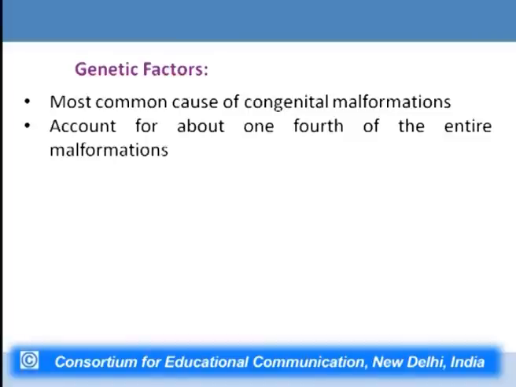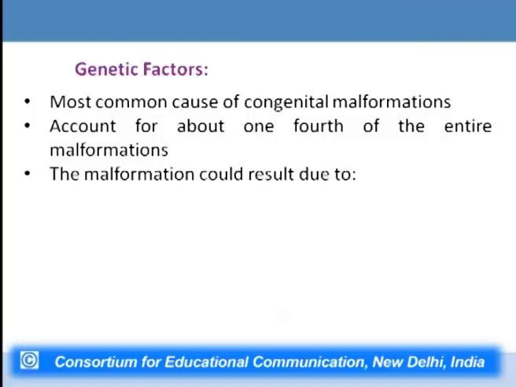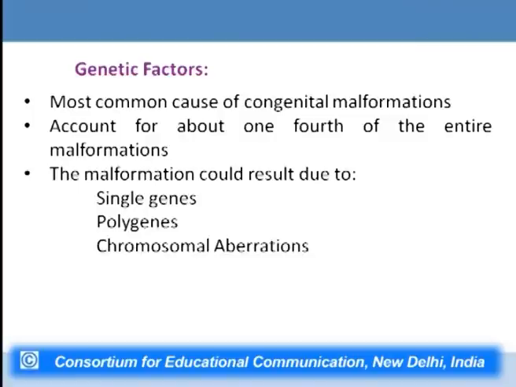Now, genetic factors are one of the common causes of congenital malformation, through aberrant expression of genetic factors, and they account for about 1/4 of the entire malformations, as I have already seen in the panel. This malformation could result from the effect of mutation in single genes, or it could result from the interplay of a number of genes, that is polygenic influence. It could result from chromosomal aberration in the structure or the number of chromosomes, or it could result from epigenetic influence, that is the influence of the surrounding genetic material apart from the genes.